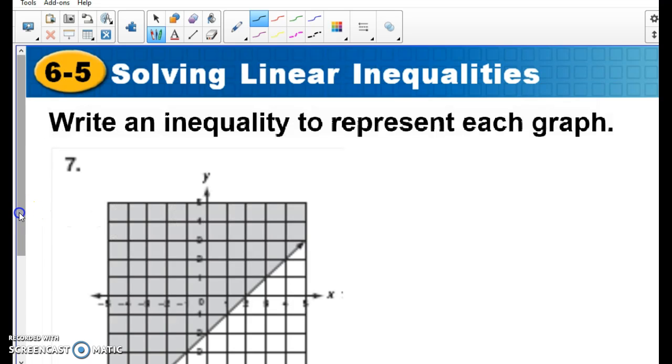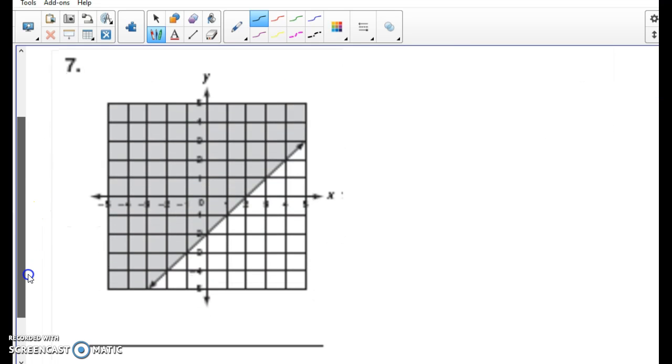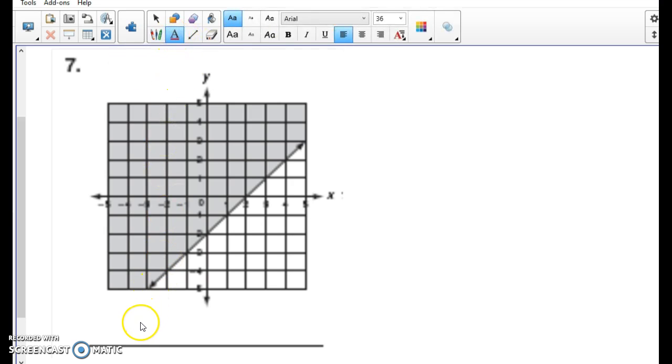Okay, the other part of homework that you'll have to do is writing them in the equation. So now it gives you the graph, and you have to write it. Okay, so we're always going to start with y. Now looking at it, I'm shading above the line, so I know it's going to be a greater than. And since it's a whole line, I know it's going to be greater than or equal to. So greater than or equal to.